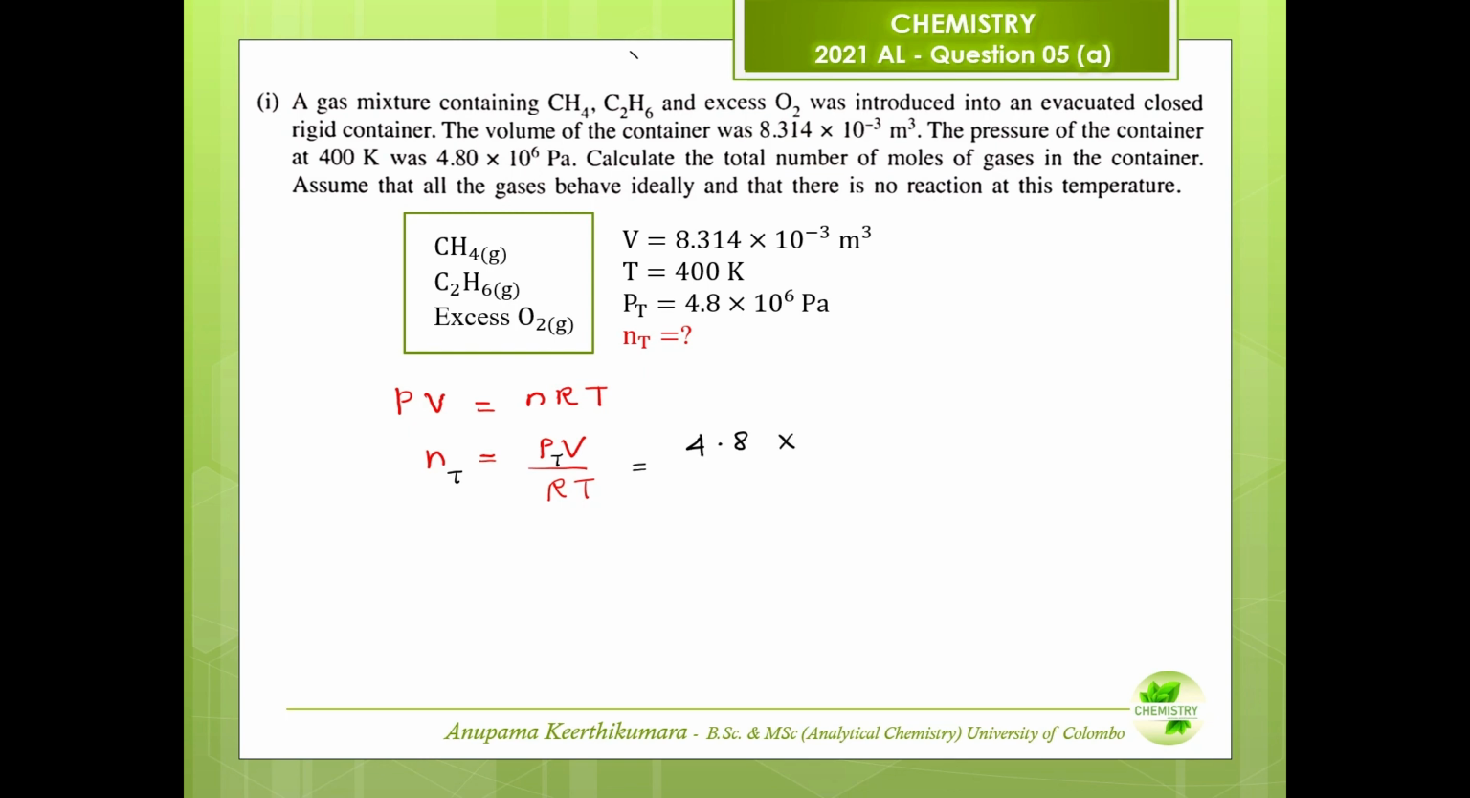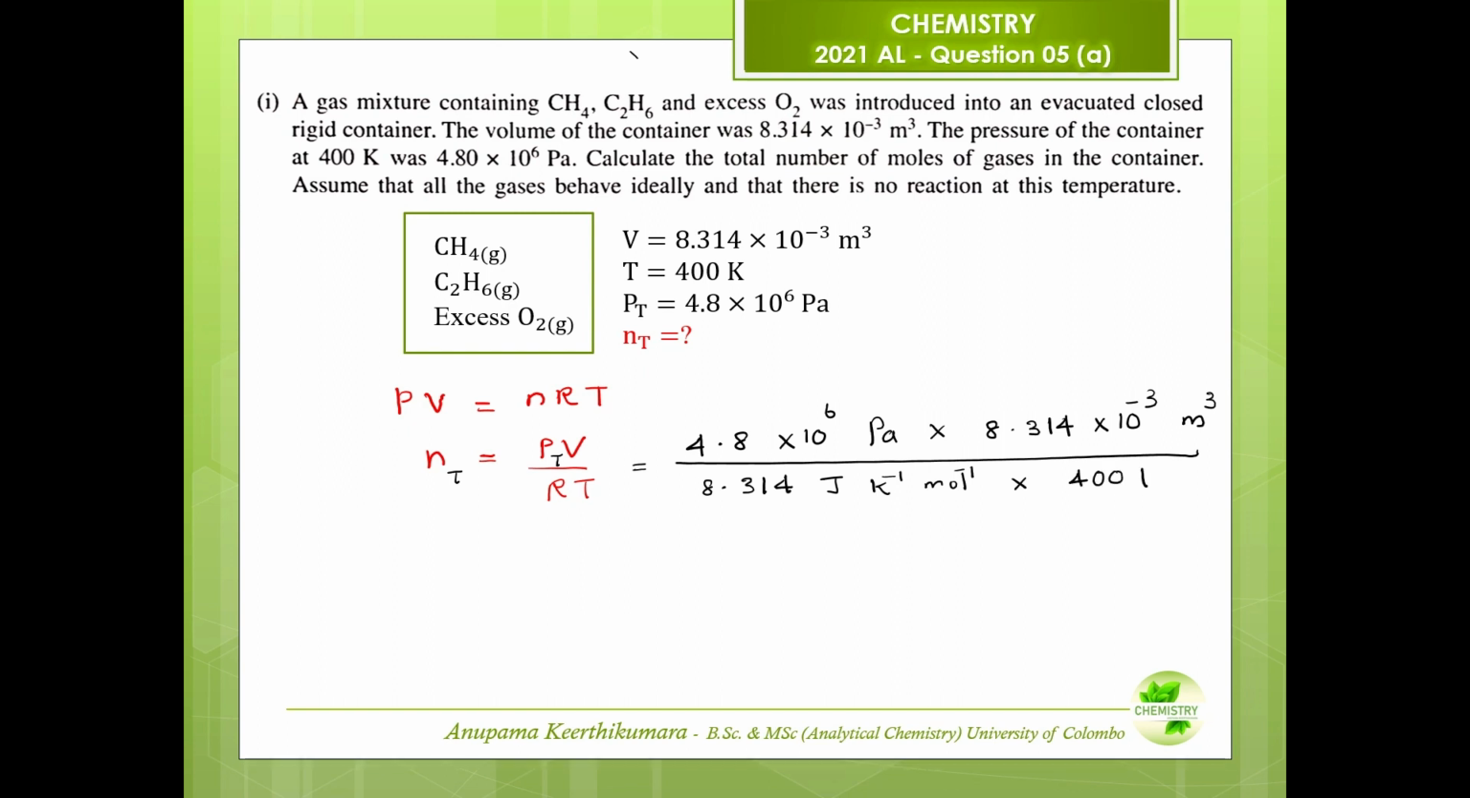Total pressure is 4.8 × 10^6 Pascal. Volume of the container is 8.314 × 10^-3 cubic meters. R is 8.314 joules per Kelvin per mole. It's given in the paper. Temperature is 400 Kelvin. Then you will get the answer. Total number of moles in the given system is 12 moles.